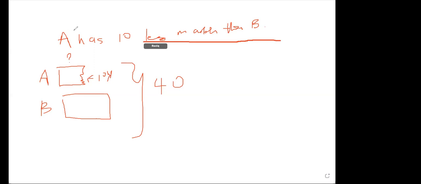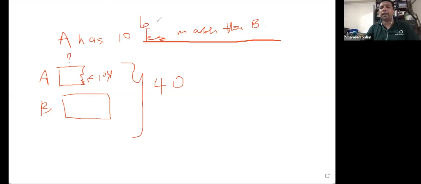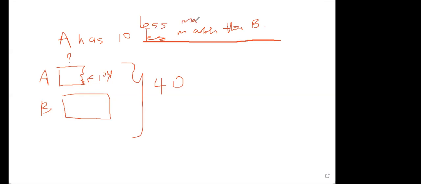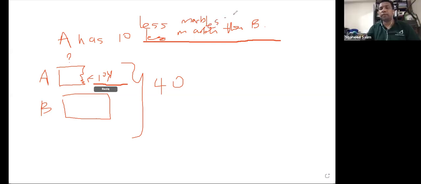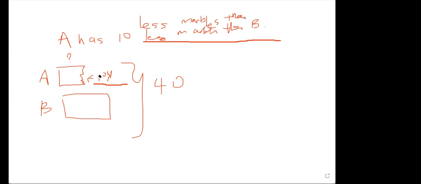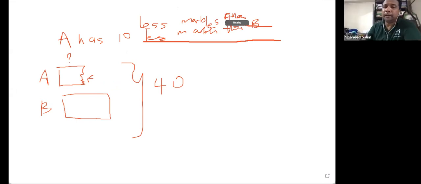What's this part? I don't understand. 10 less marbles. And what's this? There's 10 also. Then B. Yeah, I'll draw again, because this one is a little bit difficult to draw. What is this? Then B. I will write it again, if you want. Here to here. This here, from here to here, is 10.